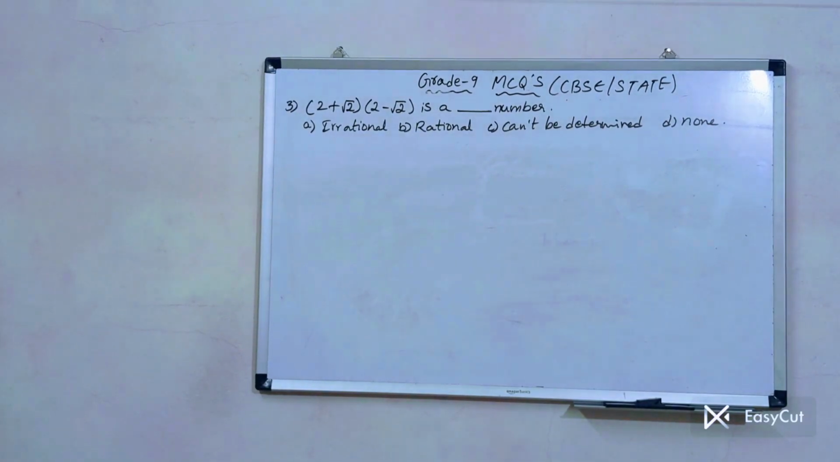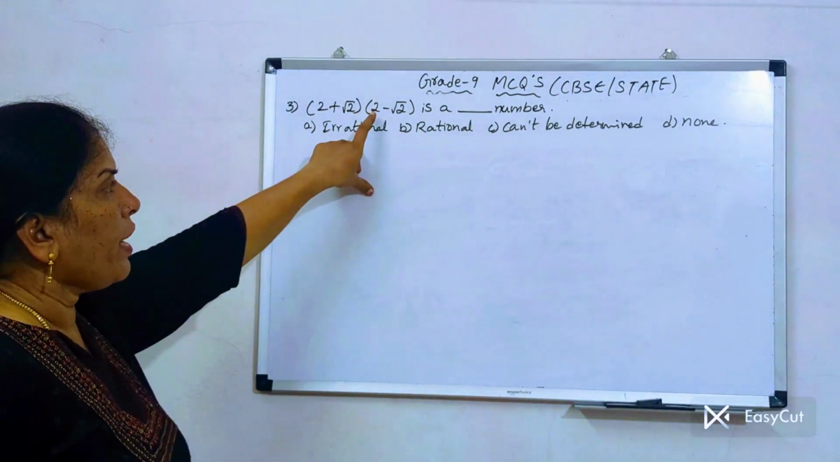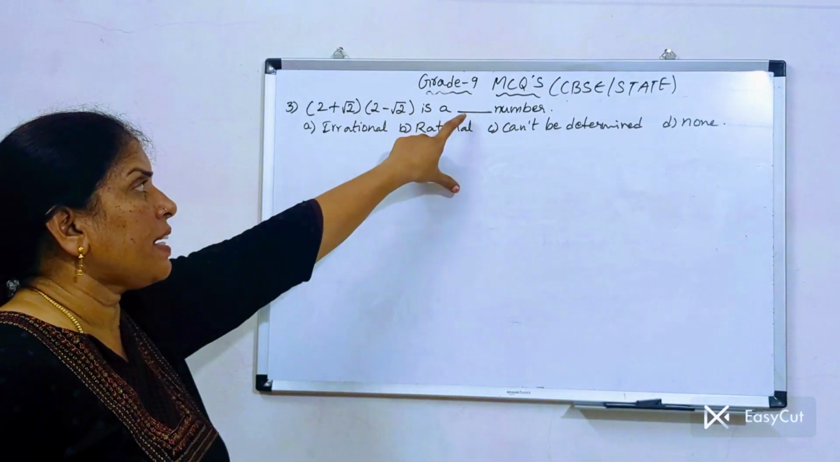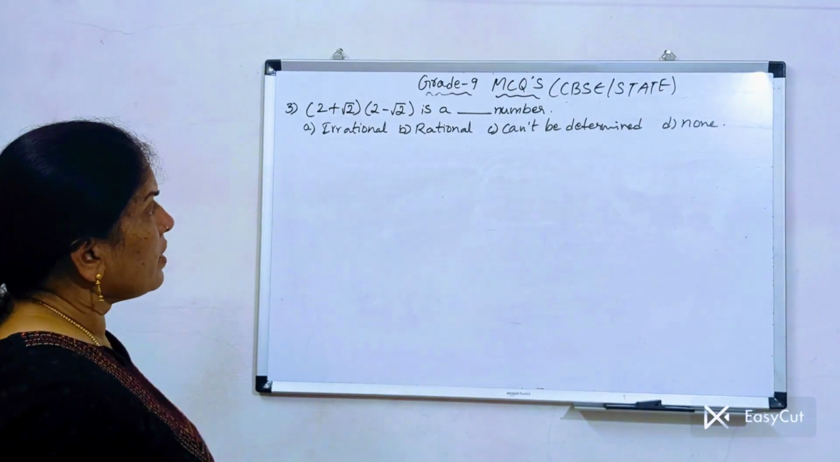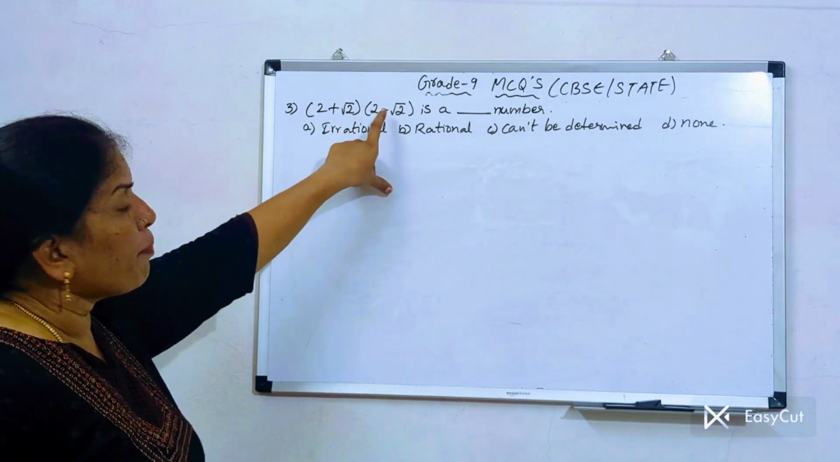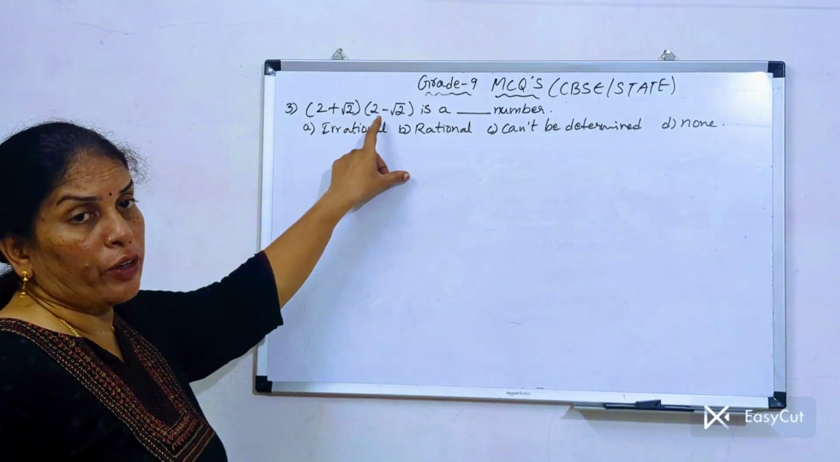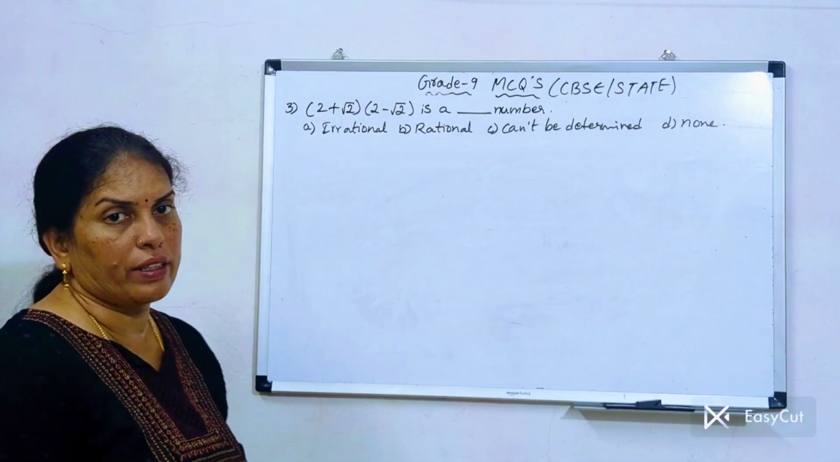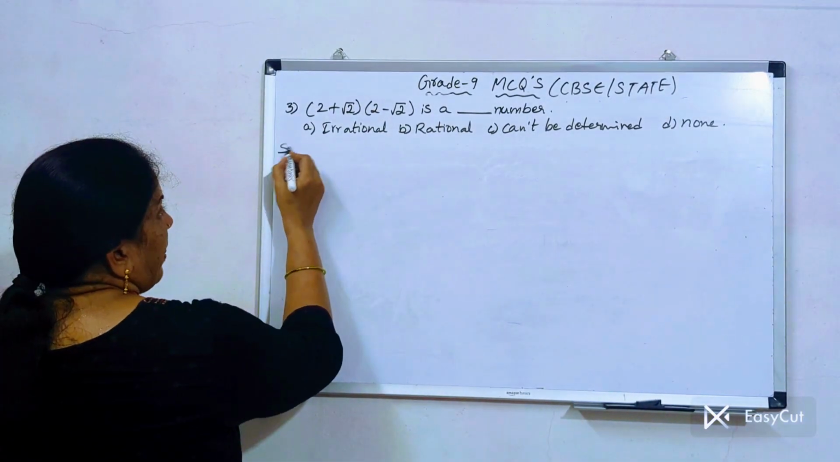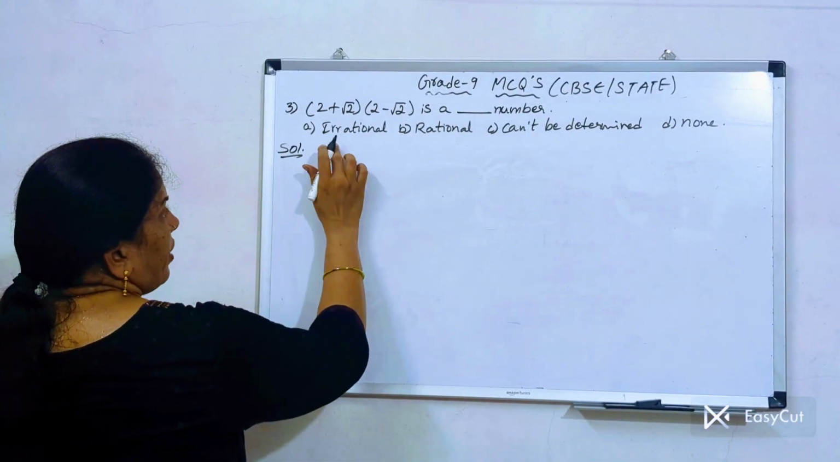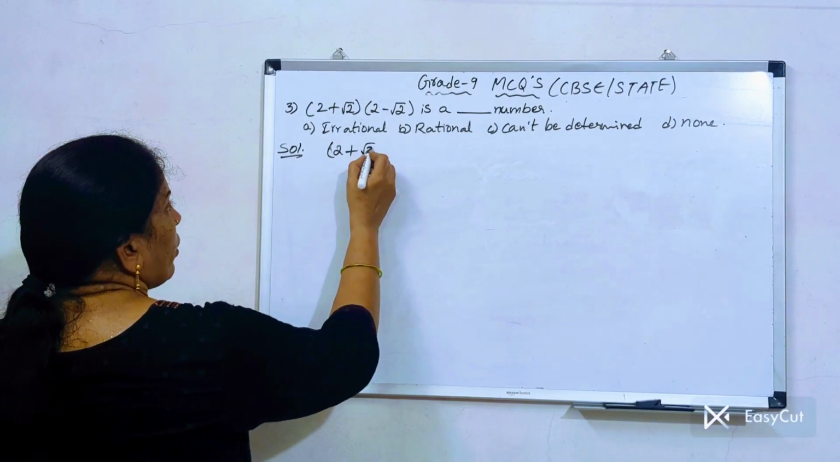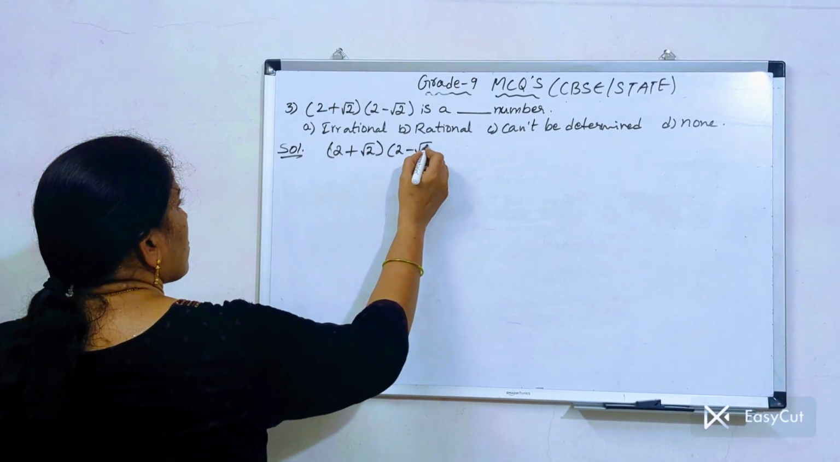Next question is: 2 plus root 2 into 2 minus root 2 is a dash number. They asked you, if you multiply 2 plus root 2 and 2 minus root 2, what number do you get? So, we will write down. What is the question? 2 plus root 2 into 2 minus root 2.